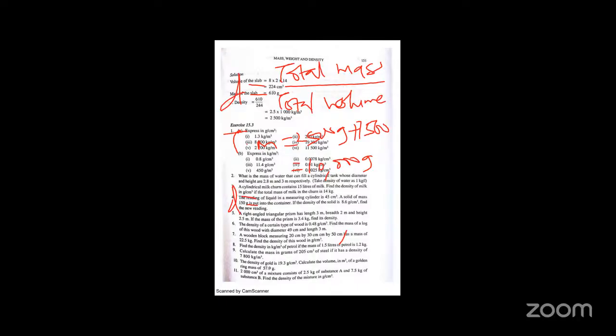So therefore, the density of the mixture will be the total mass, which is 10,000 grams, divided by the volume, which is 2,000 cubic centimeters. When we divide that, what do we get from your end? It gives us 5 grams per cubic centimeter. Very good, 5 grams per cubic centimeter. That is the density of the mixture.